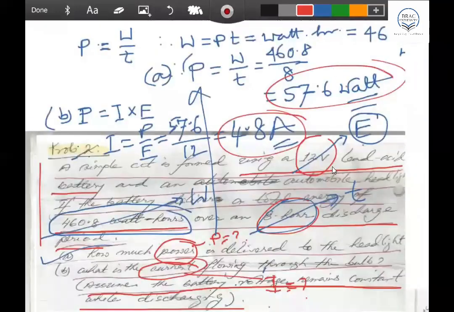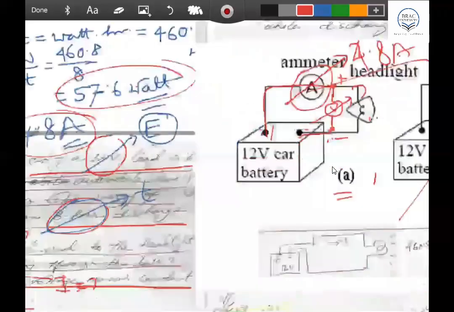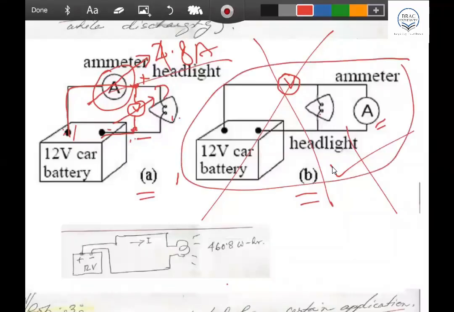Sir, in the last slide, we saw that there is an ammeter connected, so there is no resistance. You're talking about this case here. Yes, sir. The resistance is this, the headlight. The headlight is the resistance. The power is dissipating through the resistance, because if you touch the headlight, it's very hot, right?